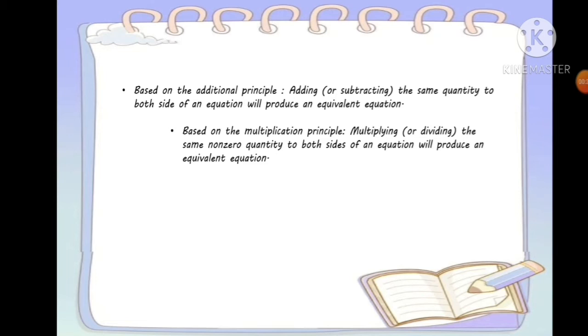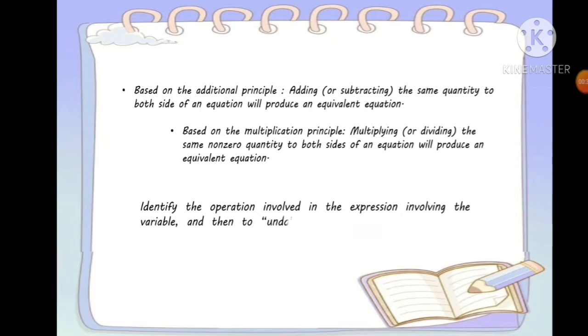So, to solve a linear equation in one variable, we must identify the operations involved in the expression containing the variable, and then undo them one by one using the addition and multiplication principles.